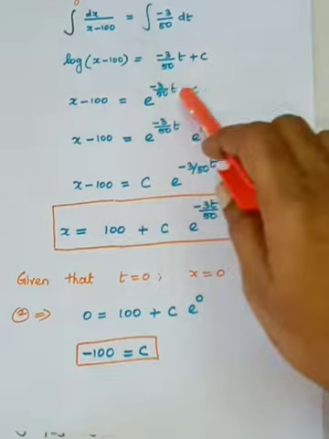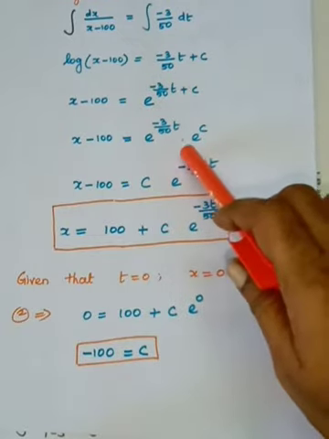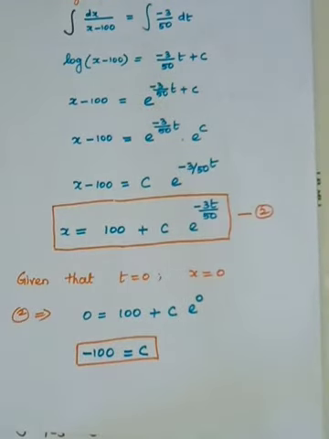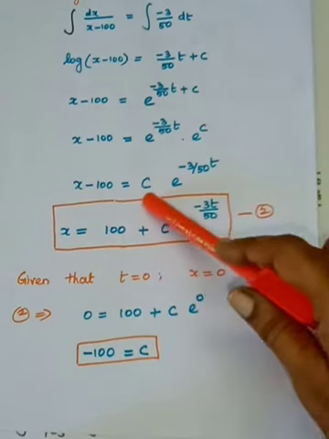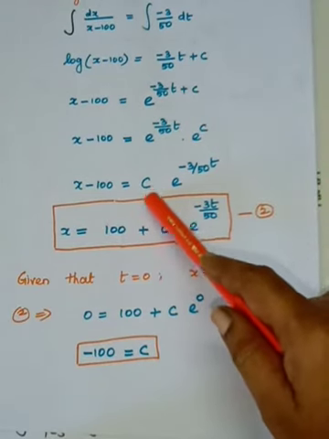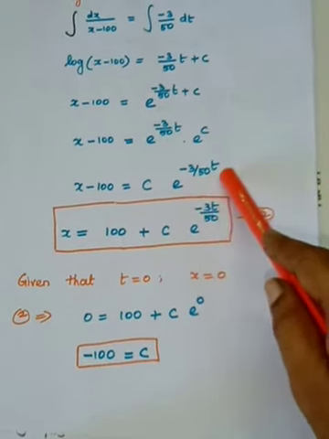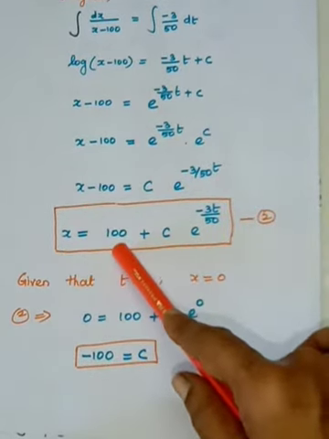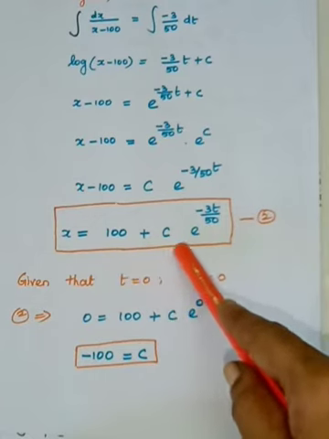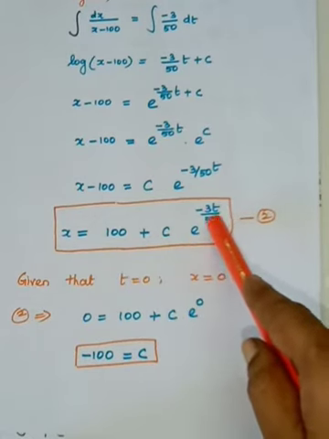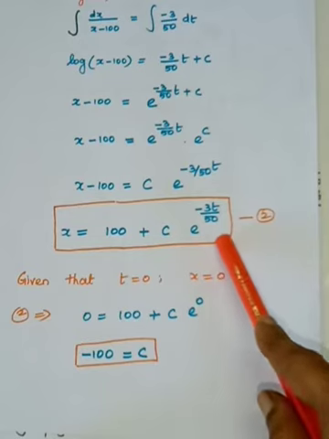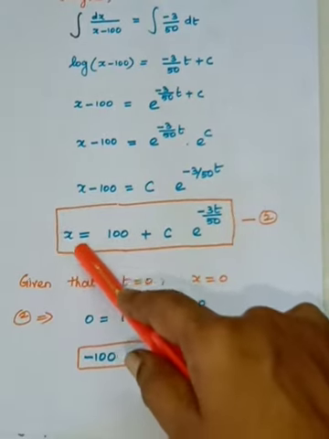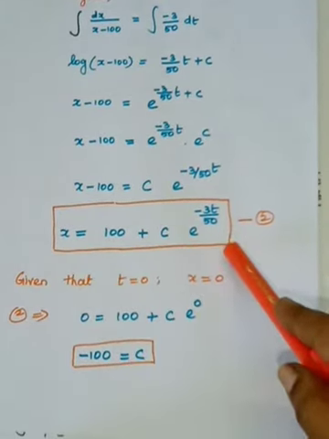So the power is in addition. If you want to write multiplication, that can be written as e power minus 3 by 50 t into e power c. So e power c is a constant. So we can write the arbitrary constant as c. So c into e power minus 3 by 50 into t. So x is equal to, minus 100 when you take it to the right side, 100 plus c e power minus 3t by 50. Okay, so this is the amount of salt present at time t.